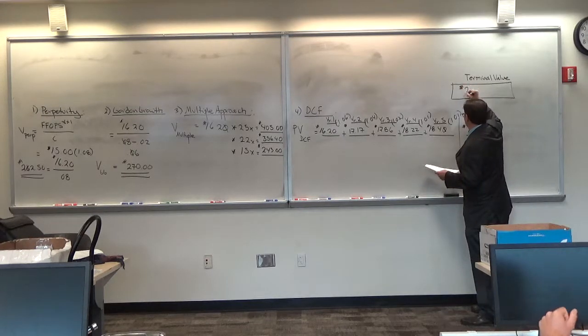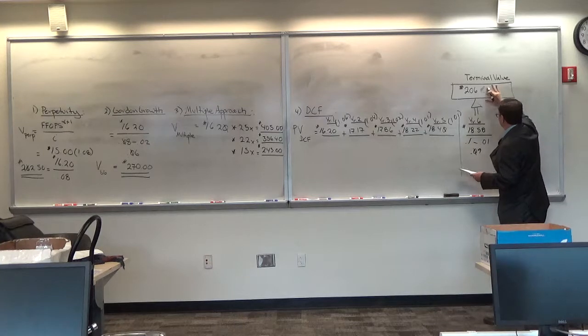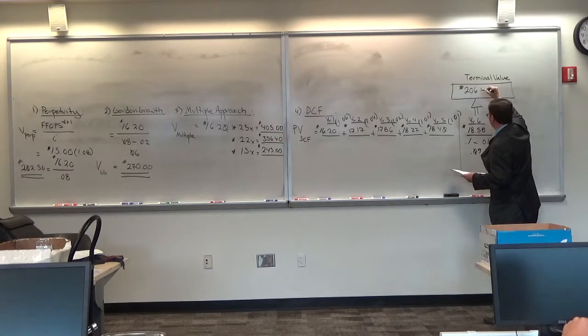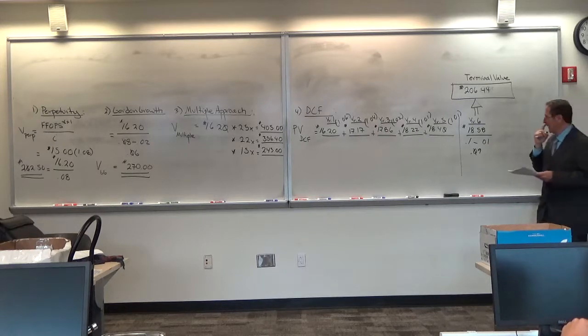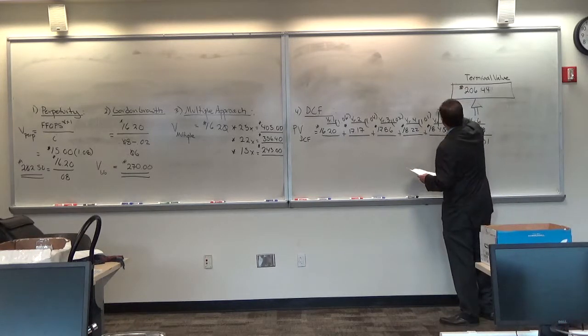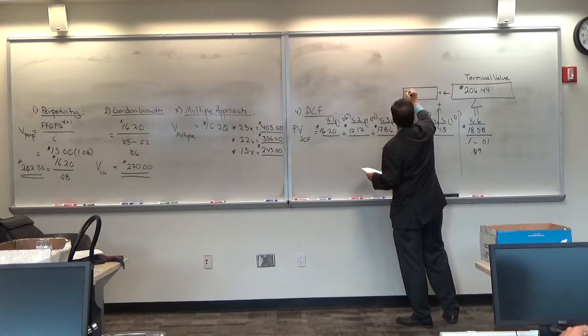206.4. What is it? 206.4. Got it. Okay, what do we do with that? We add it to the numerator for year 5. Got it. So we're gonna add it to last year's cash flow. And that's gonna give us what?